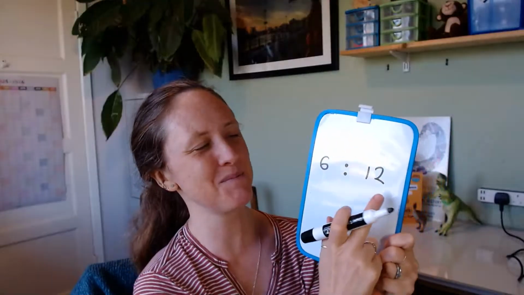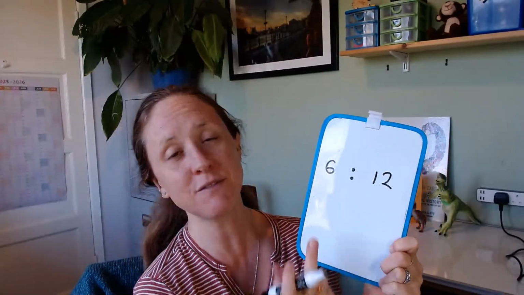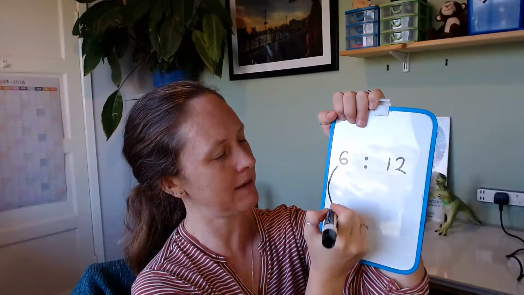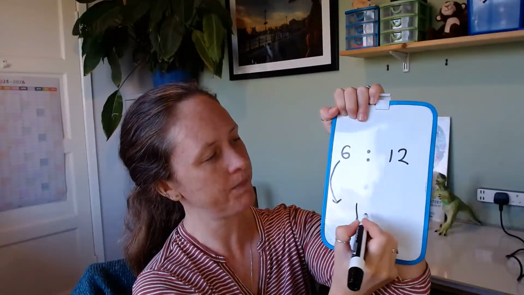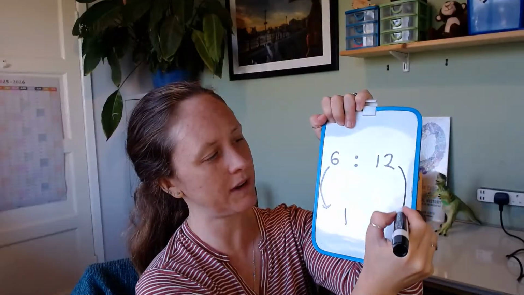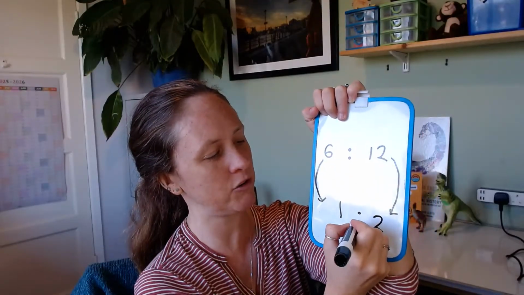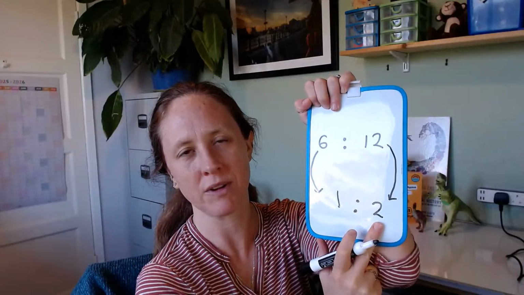Okay, so 6 to 12. You might notice that both of these numbers are in the 6 times table. So that means I can divide them both by 6. So I can do 6 divided by 6, which gives me 1. And I can do 12 divided by 6, which gives me 2. And that takes me straight to the ratio 1 to 2.